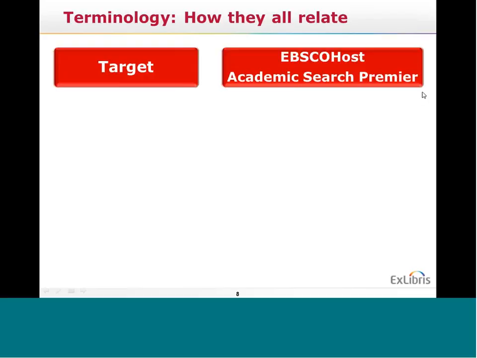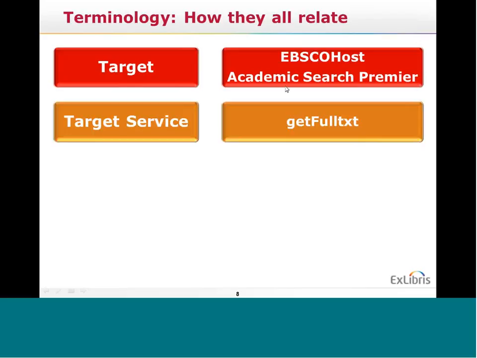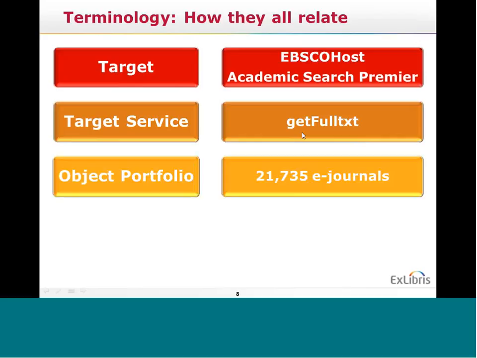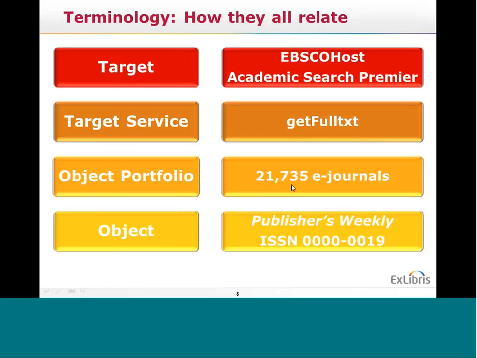Now again, in SFX, the target, the service, the object, and the object portfolio are all components of the link resolution process. The target is, again, where your users find what they're looking for. So in this example, they find what they're looking for in EBSCOhost Academic Search Premier. The service is what they're requesting and the connection to it. So in this case, they're requesting full text. The object portfolio associated with the target service, in this case, contains 21,735 e-journals. And one of those journals is the object, Publishers Weekly.